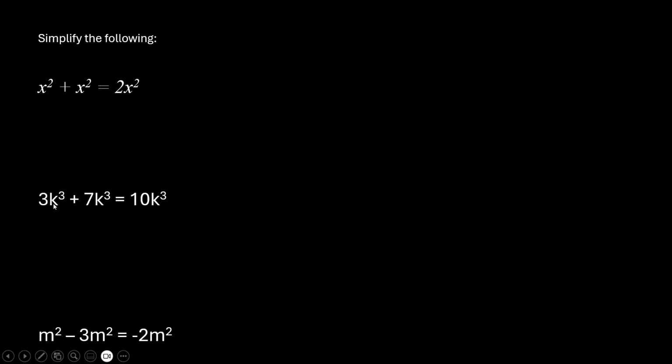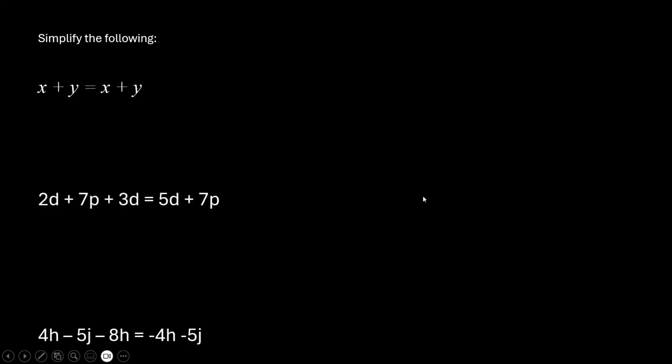Second question, 3k cubed plus 7k cubed gives us 10k cubed. Similar to our first question. They both have variables or unknowns, k cubed, right? And our last one, m squared minus 3m squared will give us minus 2m squared. Minus 3, and then we have 1 in front here. 1 minus 3 gives you minus 2. So your answer, minus 2m squared. Take a look at it.